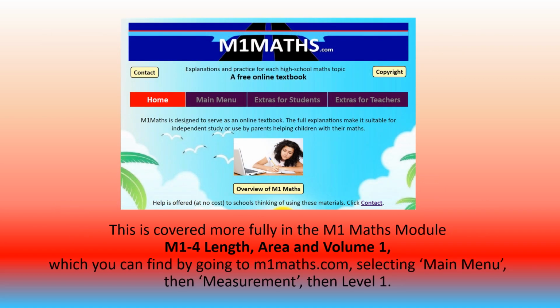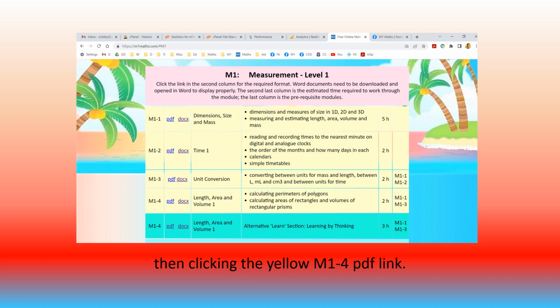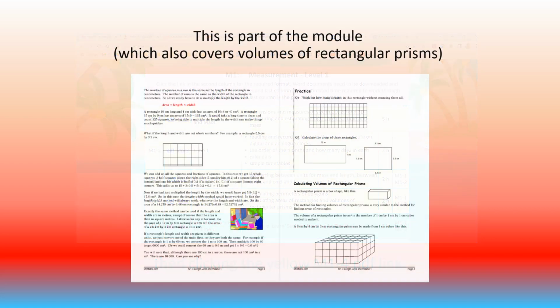This is covered more fully in the M1 Maths module, M14 Length, Area and Volume 1, which you can find by going to m1maths.com, selecting Main Menu, then Measurement, then Level 1. Then clicking the yellow M14 PDF link. This is part of the module, which also covers volumes of rectangular prisms.